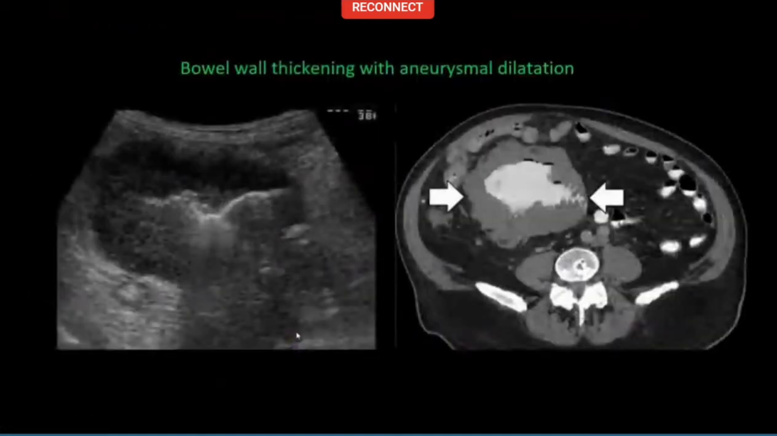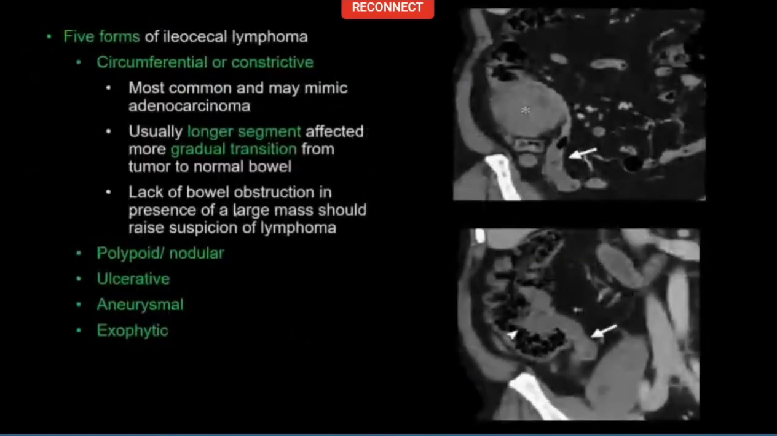As well, in lymphoma, you need to remember that there are 5 forms of lymphoma which will occur in the ileocecal region. You have the most common, which is the most common mimic of adenocarcinoma. You may have a concentric constrictive pattern. You may have a polypoidal or a nodular pattern, as we see in this case over here. You may have an ulcerative pattern. You may have an aneurysmal dilatation and exophytic pattern.